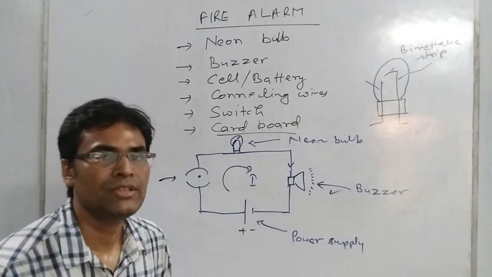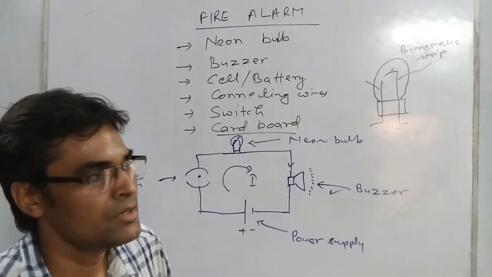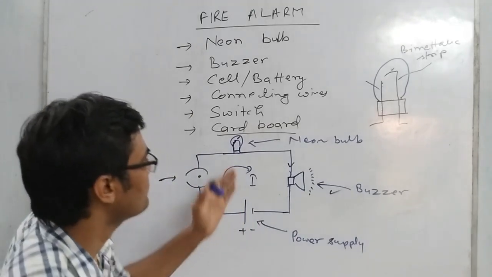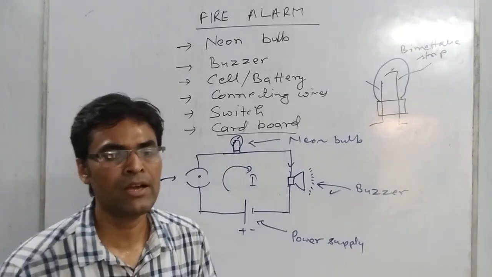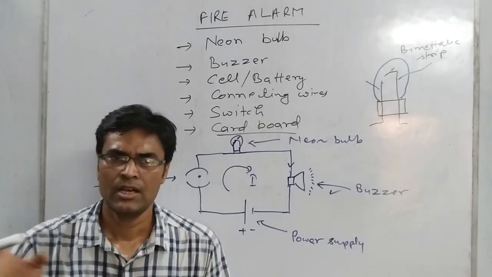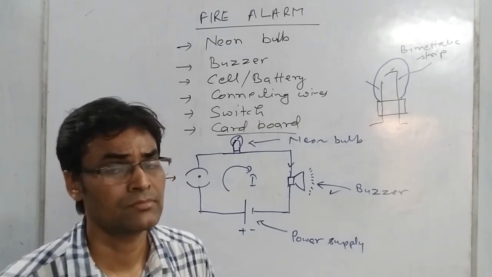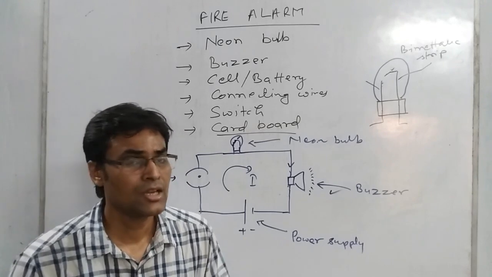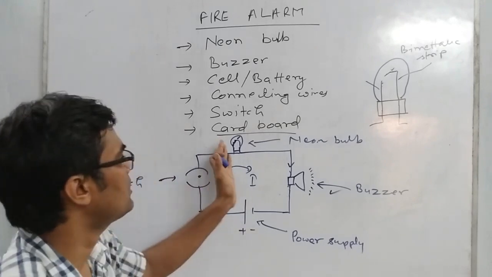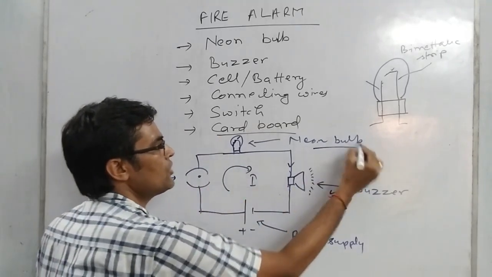Other methods are also there from which we can make such projects, like replacing this neon bulb with a photodiode. A photodiode is basically used in line follower robots. In robotics, some sensors are used. But we are making this project with the help of a neon bulb.